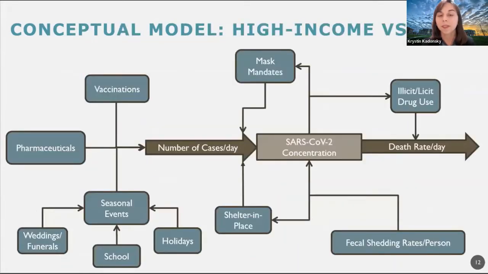And so with this data, a part of my research is I'm developing a systems model for 2 case studies, one in a high income country and the other in a low and middle income country, to compare the different variable parameters that influence SARS-CoV-2 behavior in wastewater.